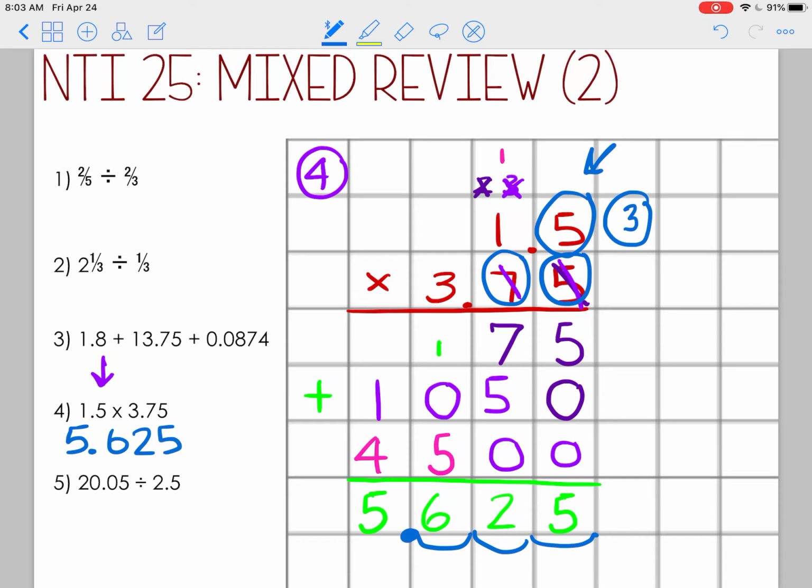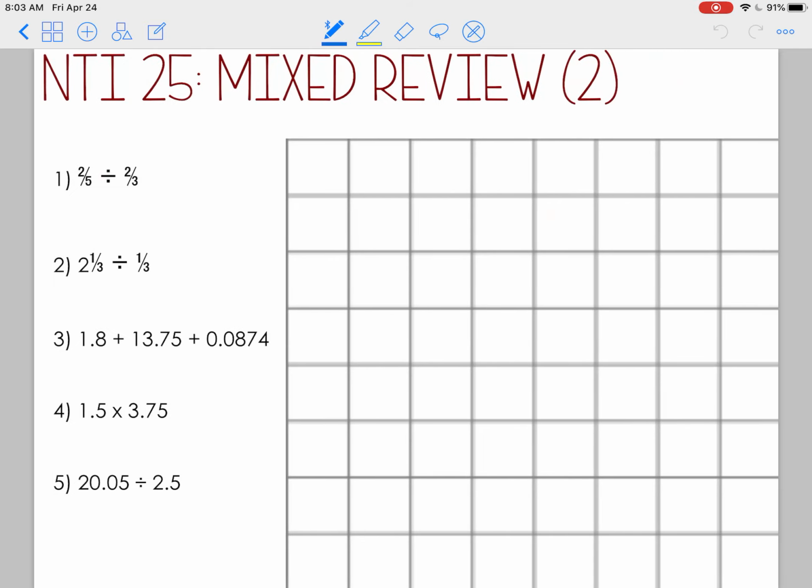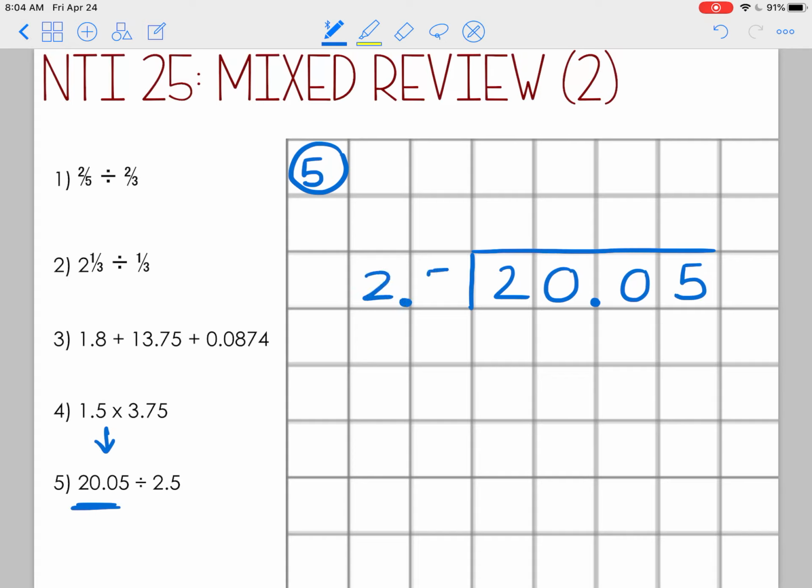All right, moving on to our last computation question, number 5. Number 5 is when we're dividing decimals. So we need to take a look. Our first number is our dividend. That's going to go inside the box. So we have our 20.05, and we're going to divide that by 2.5. 2.5 is our divisor. It goes on the outside.